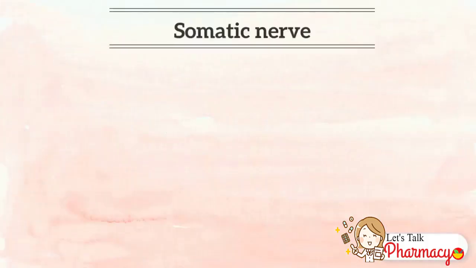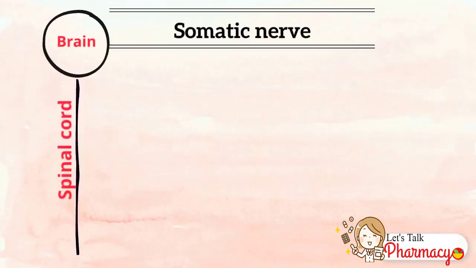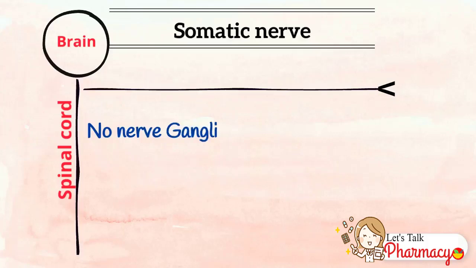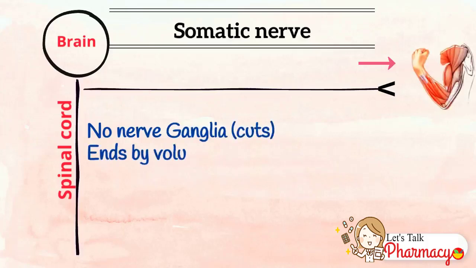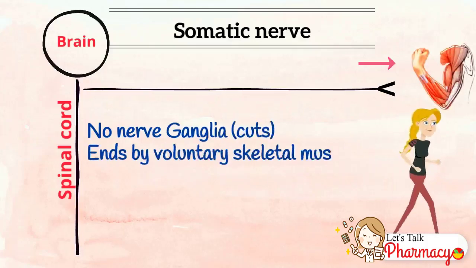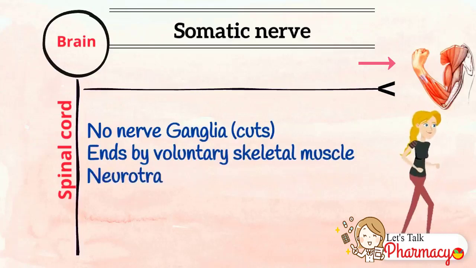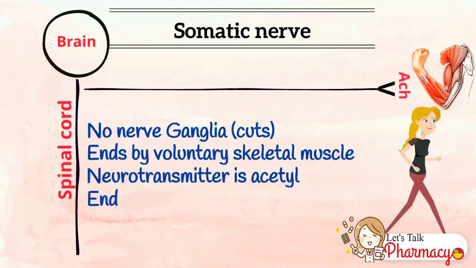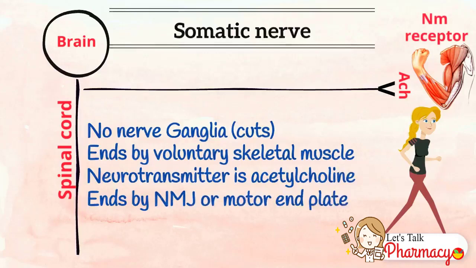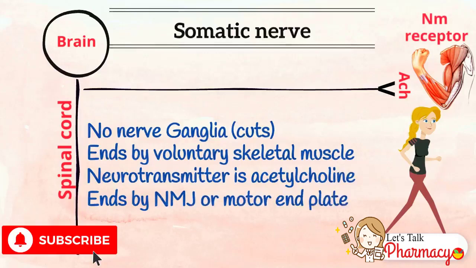The first nerve to explain here is the somatic nerve. It has no ganglia, hence no cuts, and since it is voluntary, it ends with a skeletal muscle. Here is a rule to keep: usually at the first cut, acetylcholine is released, and since the somatic nerve has no cuts, we have the neurotransmitter acetylcholine at the end of the nerve.